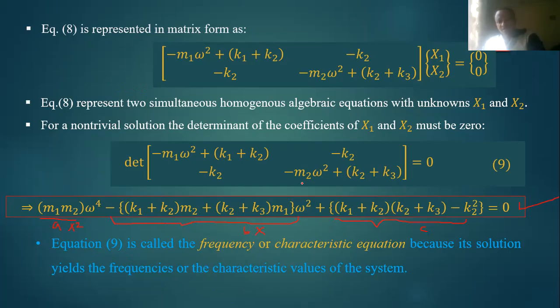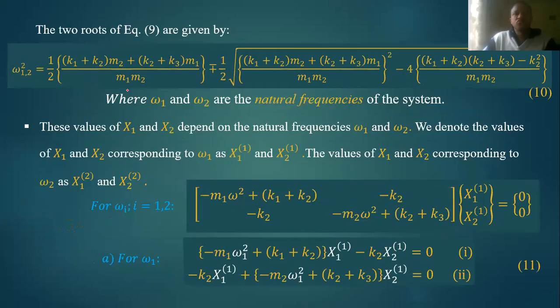Once the determinant exists, then there are roots. So these roots are from this equation. Okay, so from here we can find omega 1 and omega 2, that are called the natural frequencies of the system in the first mode and second mode of vibration.